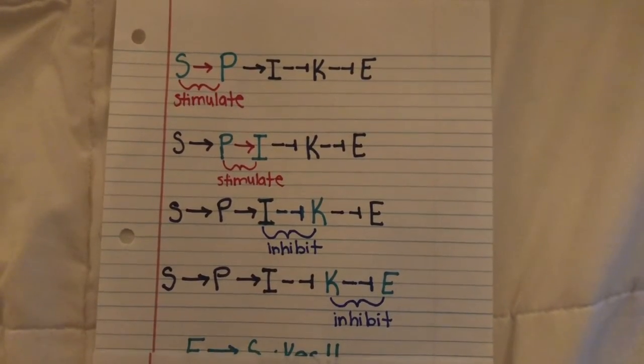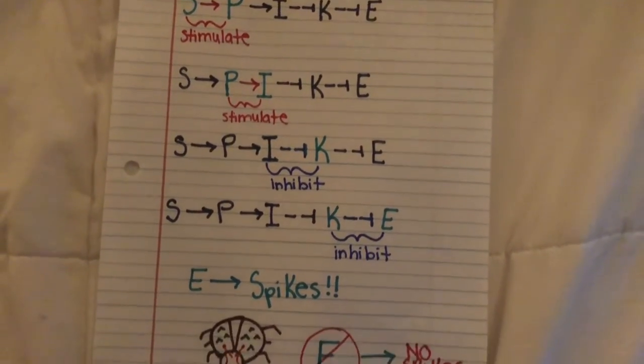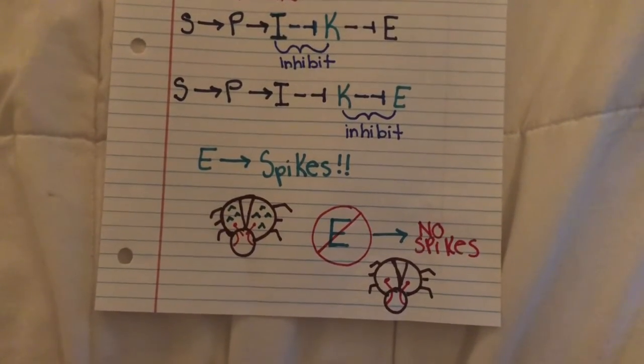In this particular network, E is the gene that needs to be produced to create spikes in the beetle. Without the production of the E gene, there will be no spikes.